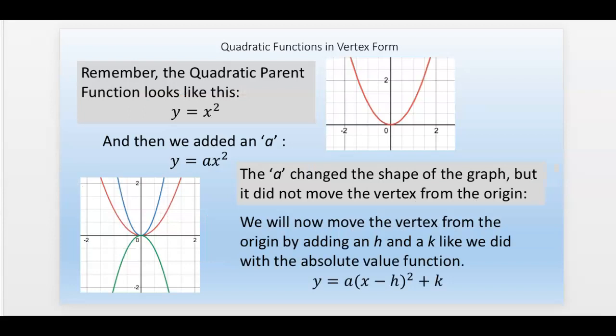Again, remember the quadratic parent function. It's y equals x squared. It looks like this. That's the graph. And then we've added the a to it, and the a makes it wider or narrower or flips it upside down, but it keeps it at the origin. It's still going through the origin. Now we want to move it around, and that's what the h and the k does. It changes the vertex.